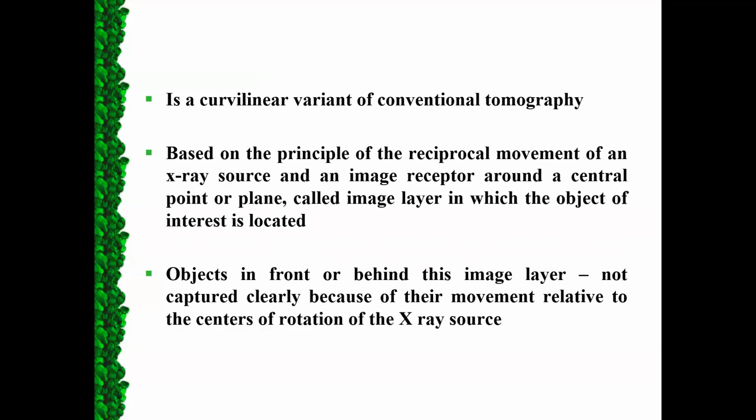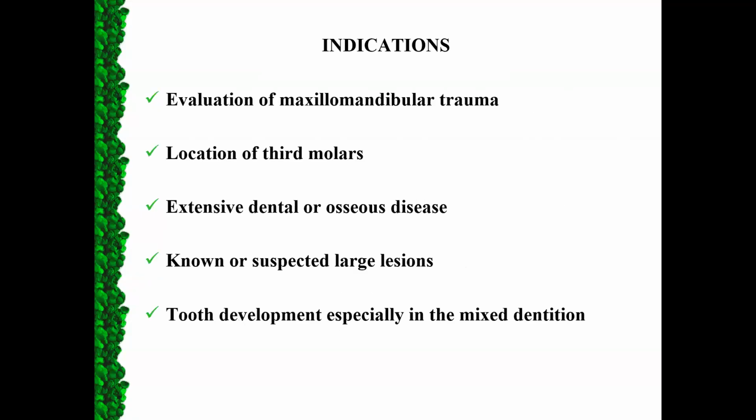It is a slice of an image. It is a curvy linear variant of it, based on the principle of reciprocal movement of the X-ray source and an image receptor around a central point or plane called the image layer, in which the object of interest is located. The principal part of imaging is that the object should be in the focal trough, a particular area beyond which or behind which, if structures are present, they tend to be blurred or out of focus.